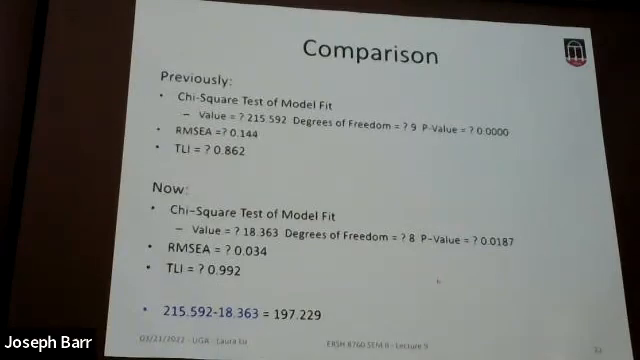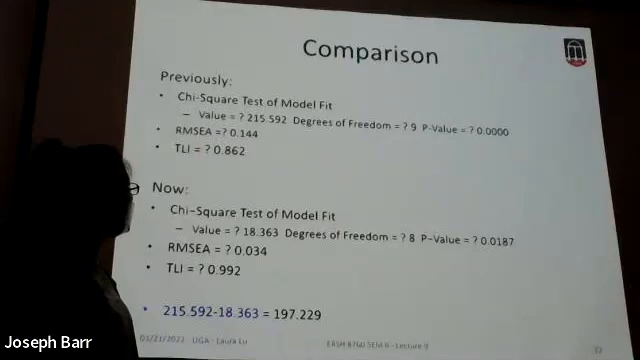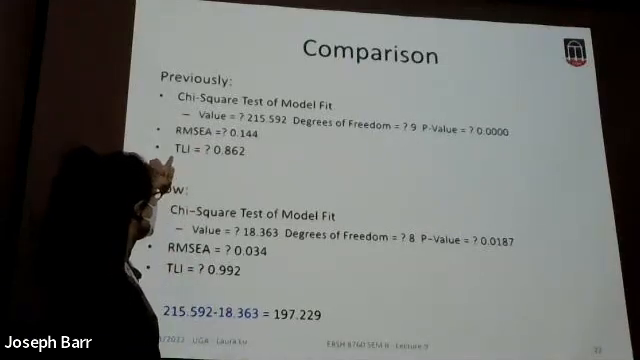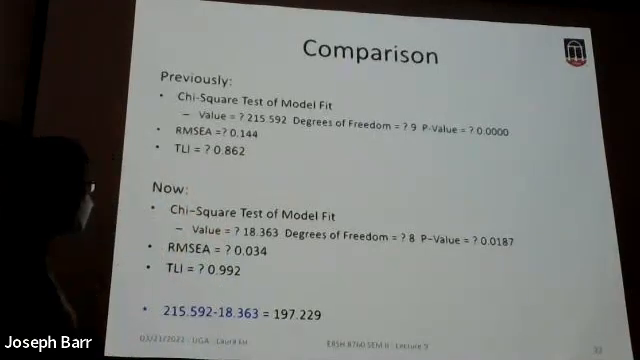Okay. So if you want to do the comparison, this time RMSEA is 0.034, and the previous one is 0.144. So it changed dramatically. And the TLI, the last model is 0.862. Now it's 0.992.